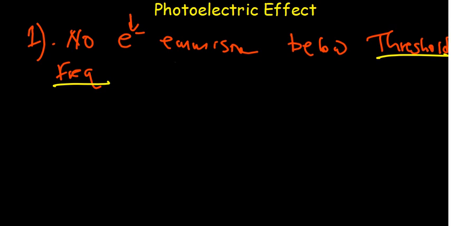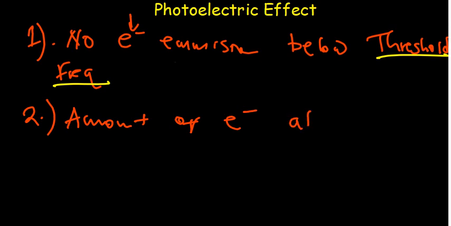So the first point we are noting about the photoelectric effect is no electron emission below the threshold frequency. When you strike a metal surface with light of frequency below the threshold frequency, no emission of electrons is expected from that metal surface. That is the first point. The second point is the amount of electrons emitted above the threshold frequency.